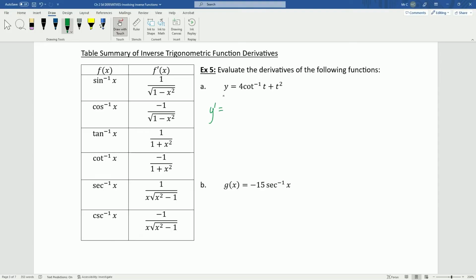y prime here for this part A is just going to be the derivative of 4 times cotangent inverse of t plus t squared. So that's the sum rule, and then we've got the constant multiple, that's 4 times, and the derivative of cotangent inverse of t is just negative 1 over 1 plus t squared, because we're taking a derivative with respect to t, plus 2t. So this is negative 4 over 1 plus t squared plus 2t.